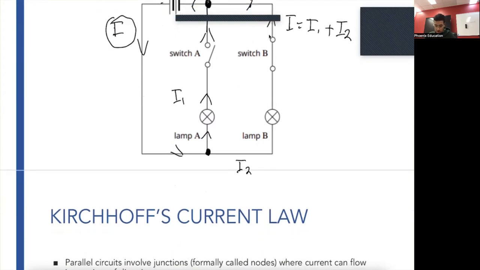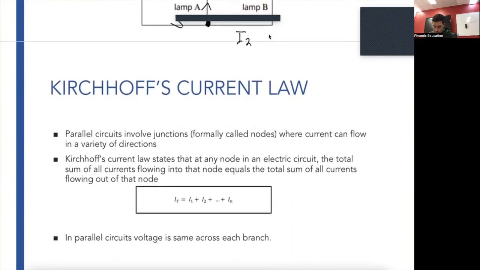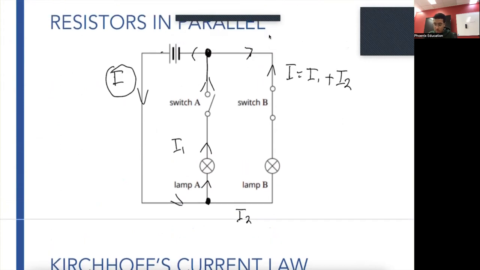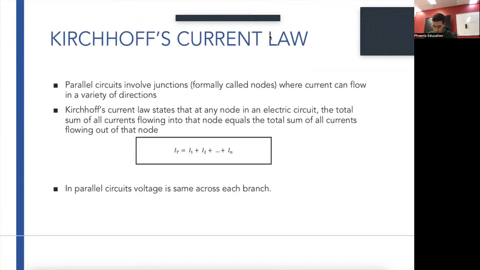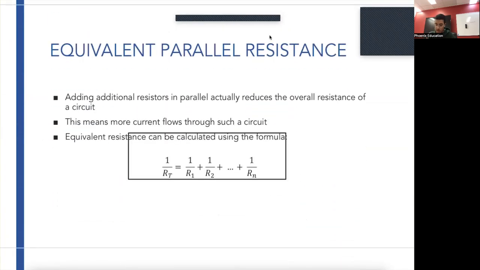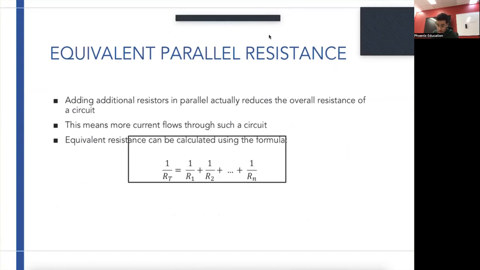And that's just Kirchhoff's current law. It's a pretty simple law, and you can apply it for multiple branches. So if you had another branch, it would just be I1 plus I2 plus I3 all the way up to n branches, okay? So this is what I was talking about earlier, the equivalent resistance.